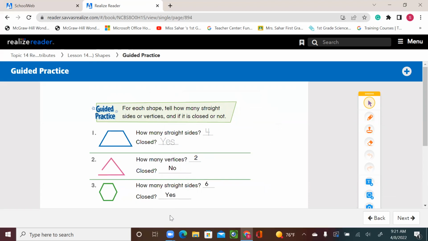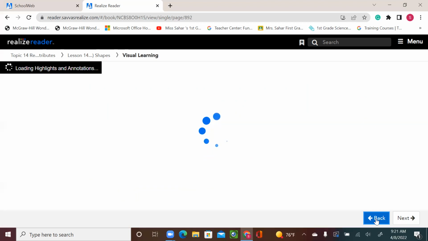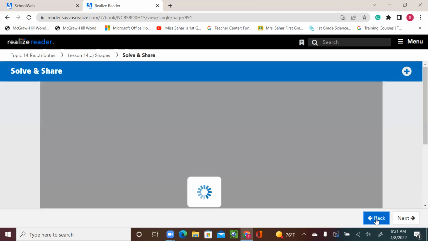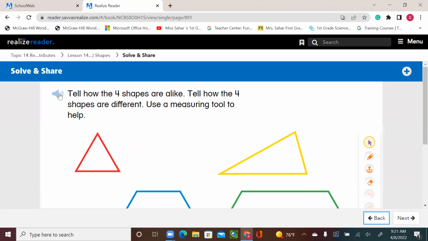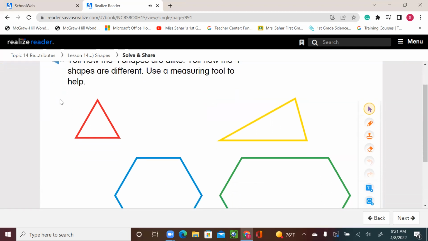All right. Let's go to our first exercise and answer the question we have. Tell how the 4 shapes are alike. Tell how the 4 shapes are different. Use a measuring tool to help.